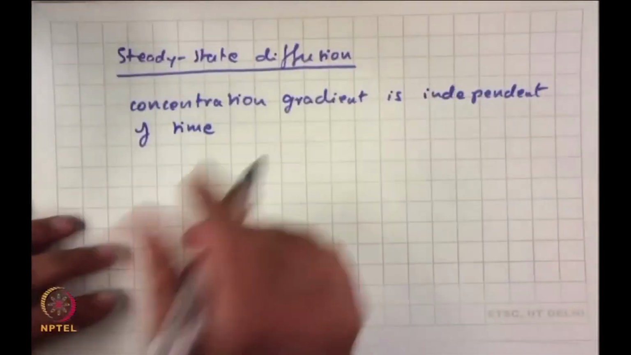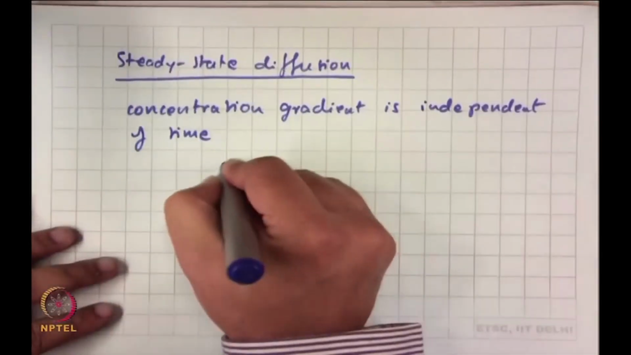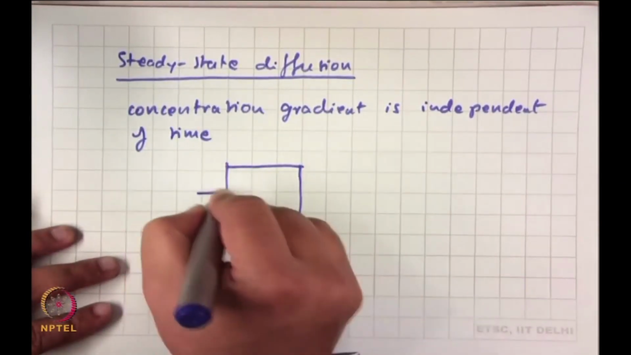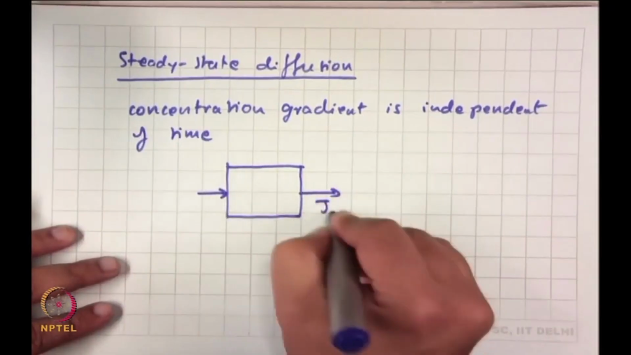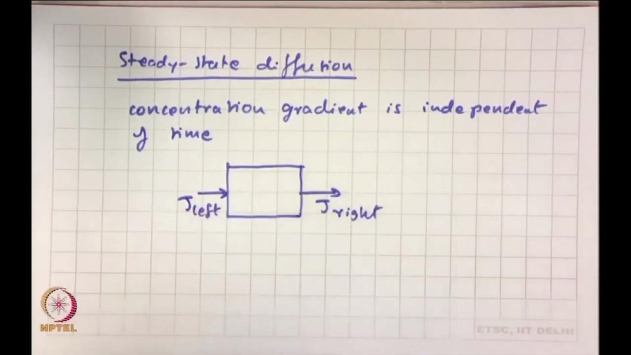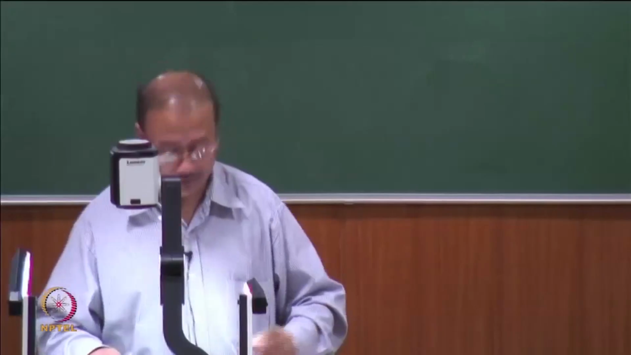Okay. So, if your concentration gradient is independent of time, and remember J is directly related to concentration gradient via that proportionality constant D, which is the diffusion coefficient, then I can write, schematically, if this is J left and this is J right, that means if this is the flux on the left hand side of this element and there is a flux on the right hand side, then if the gradient is time independent, what should I write?